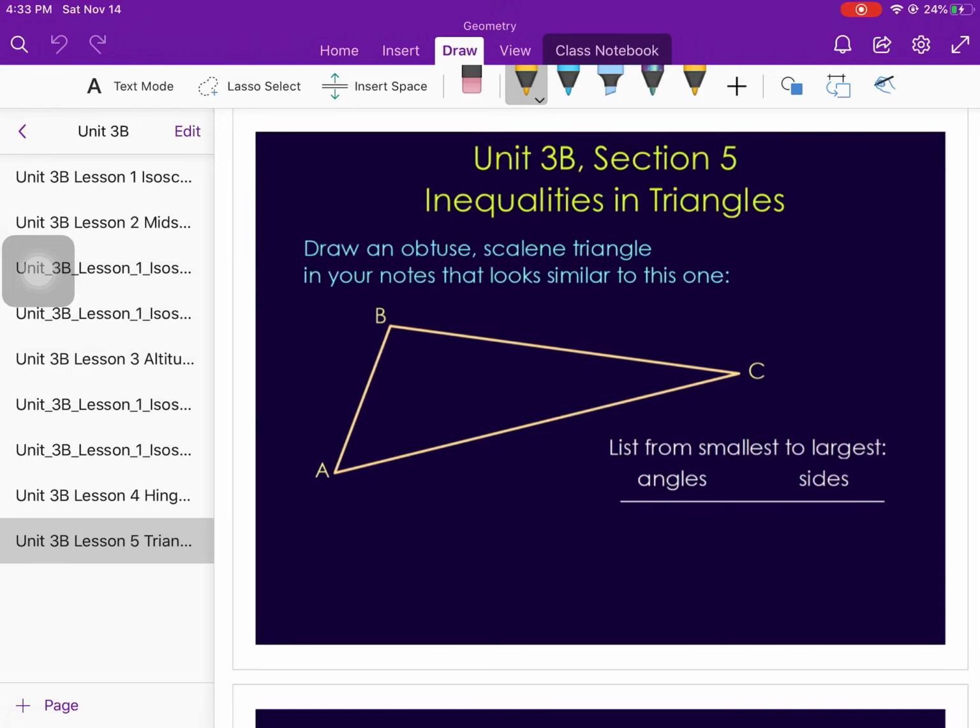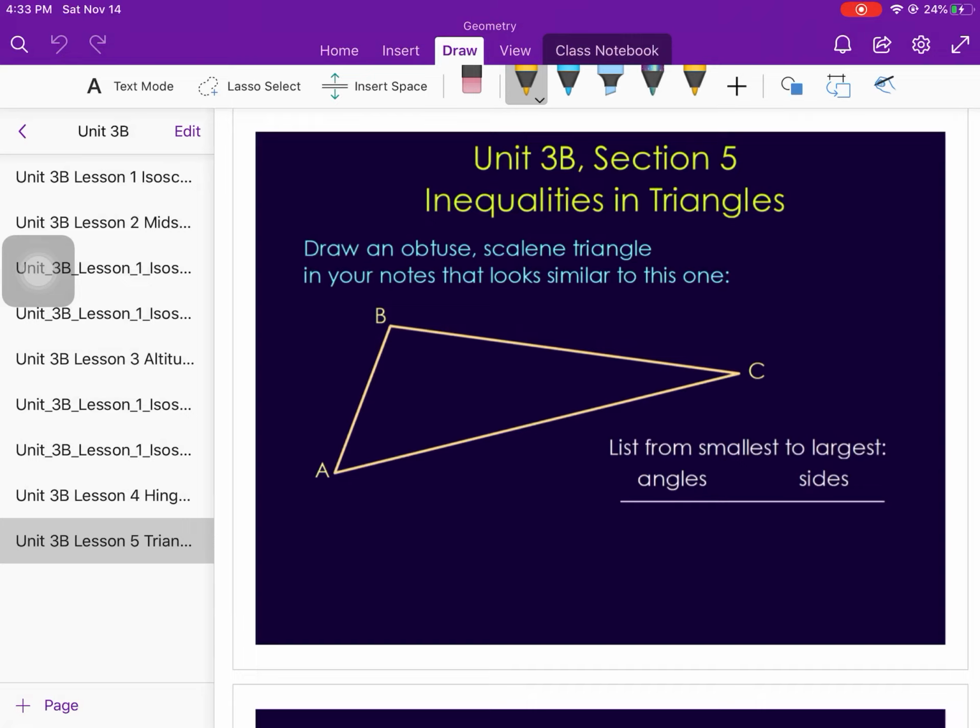Hey guys, welcome to Unit 3B, Section 5. This is the last lesson for Unit 3B, and this is talking about inequalities in triangles. We're going to recognize a lot of the same ideas because these inequalities actually are an extension of the hinge theorem. So what we're going to do is we have this triangle here.